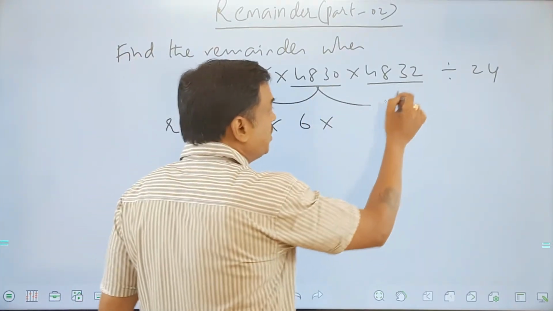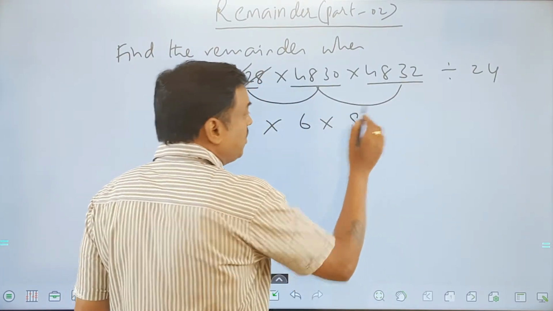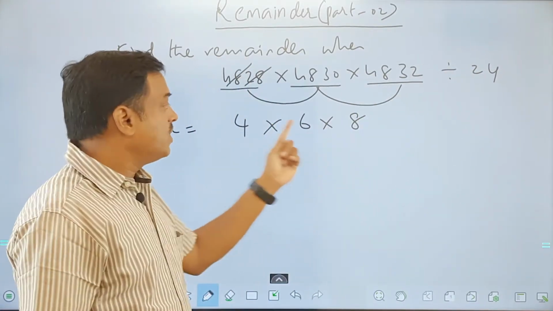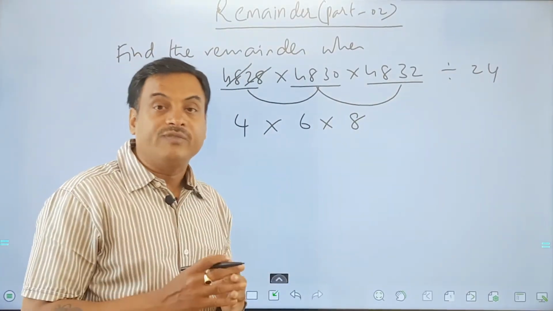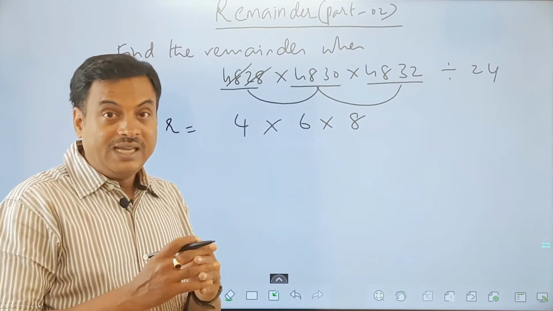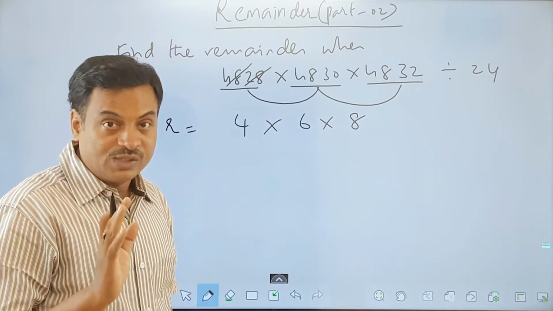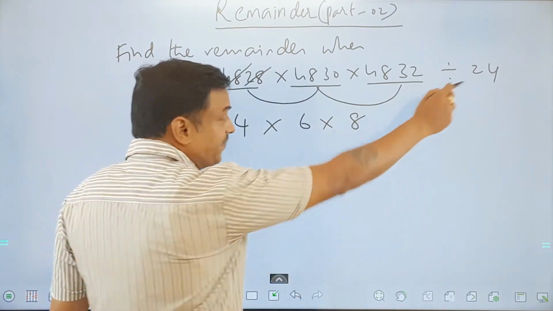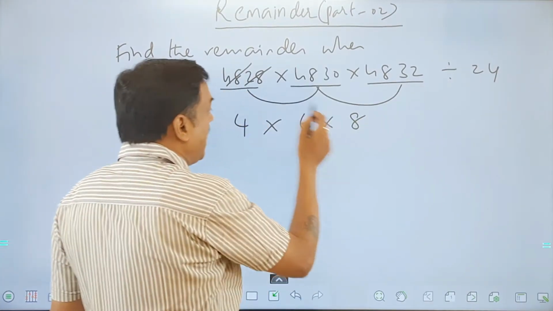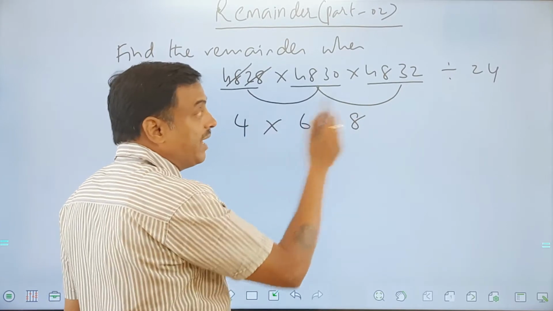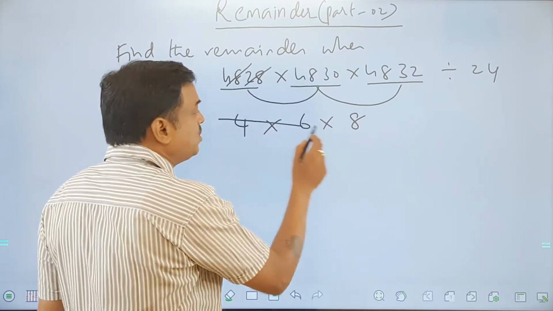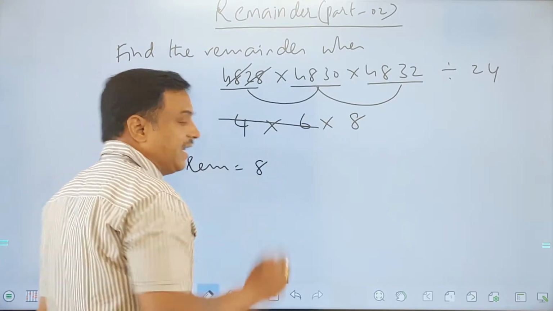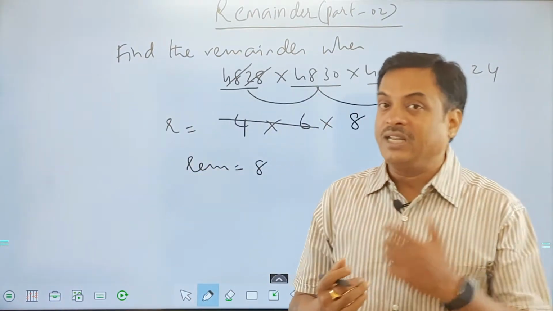And here this number to this number, the difference is 2. So here it will be 8. And if you observe for 24, 4, 6 and 8, all three of them are exactly the possible remainders. Am I right? And again, since this product is definitely going to be above 24, I should divide again this number by 24. And I see 4 into 6 is 24, which gets cancelled, and my ultimate remainder is 8. So that is how this property will work.